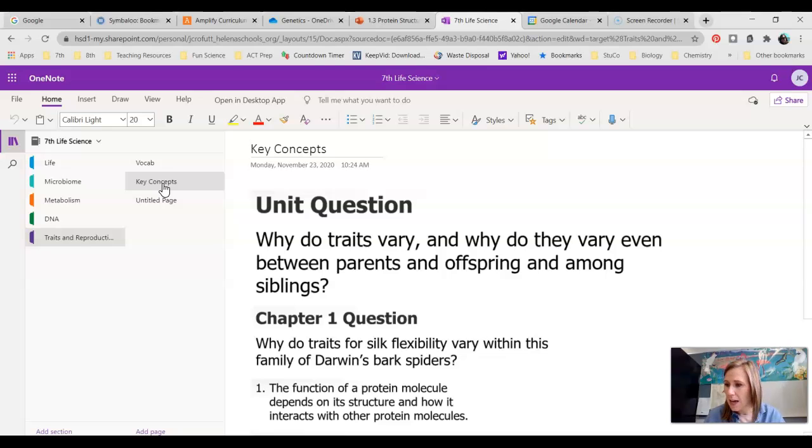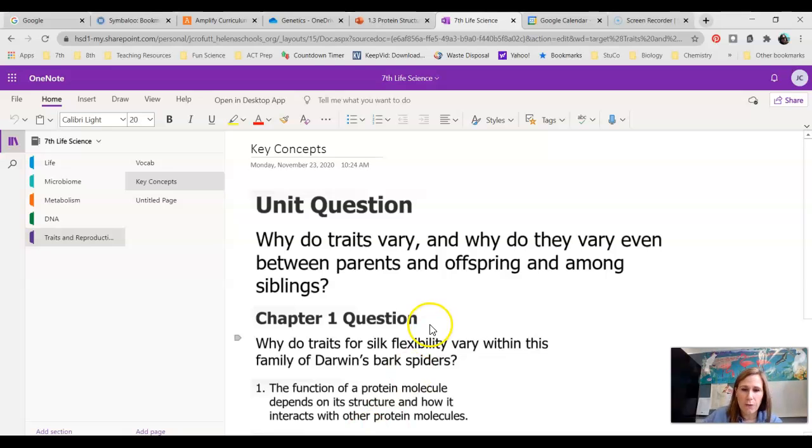Okay, today you guys have a couple different things to add. So today you guys should have added the unit question, the chapter 1 question, and key concept number 1. So the unit question asks us, why do traits vary? And why do they vary even between parents and offspring among siblings? So if we look at your siblings, okay, or your parents, okay, you look like them and you have some traits that are similar with your parents and your siblings, but you're not identical to them. So why do we have that variation?